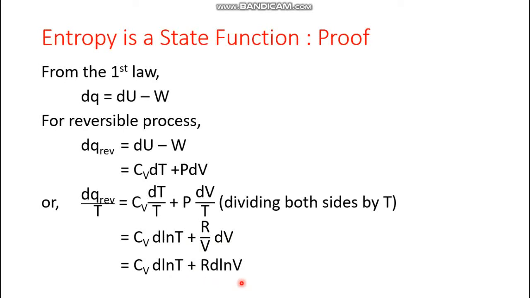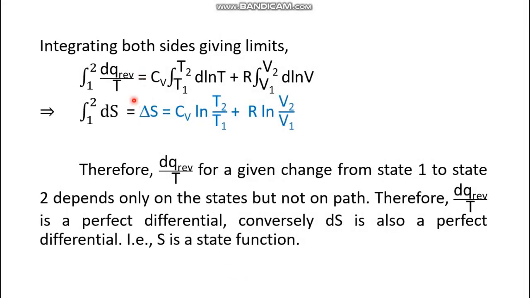Now if both sides are integrated by giving proper limits, from state 1 to state 2, dq reversible by T equals, on the right hand side, since Cv is constant, Cv times the integration of d ln T from T1 in state 1 to T2 in state 2, plus, since R is constant, R times the integration of d ln V from V1 to V2. V1 is the initial volume of state 1 and V2 is the final volume of state 2. Hence the left hand side is the integration of dS, which is nothing but the change in entropy, delta S. From this integration we conclude that delta S equals Cv ln T2 by T1 plus R ln V2 by V1.